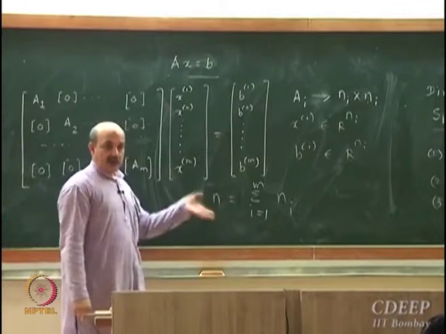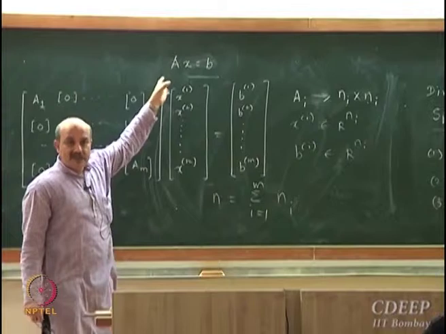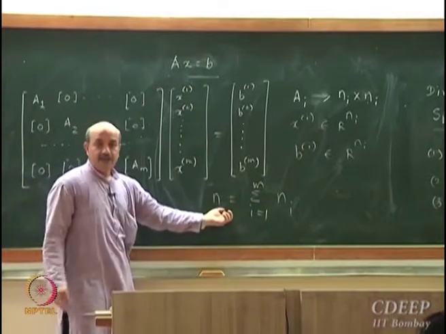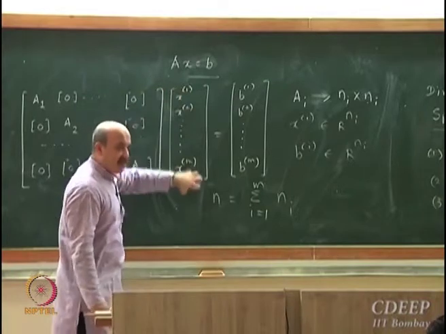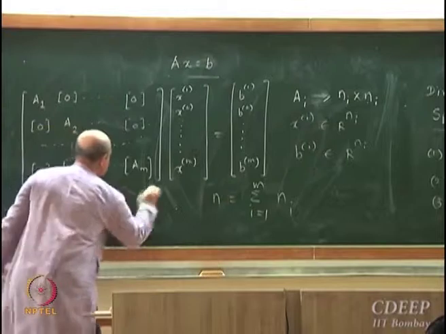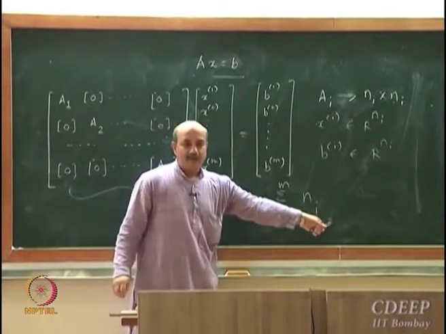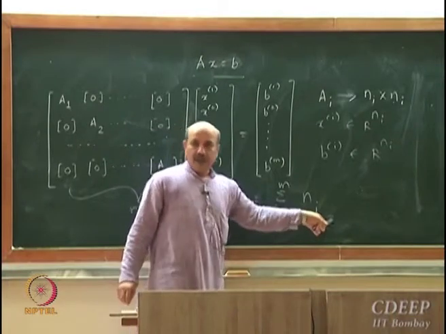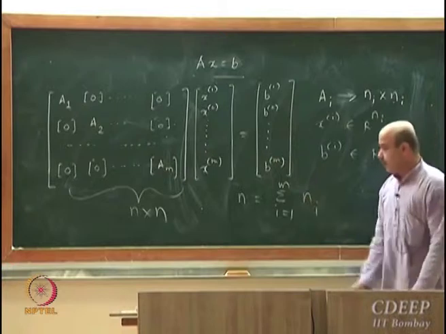What is the dimension of this entire matrix? It is N cross N. What is N? These are all subsystems, I am just adding them. So this entire matrix is N cross N, where N is equal to the summation of all Ni. These are Ni subsystems which I want to solve together.